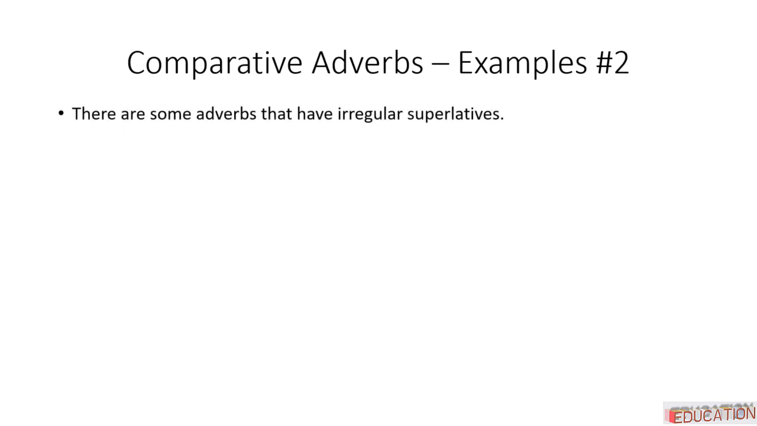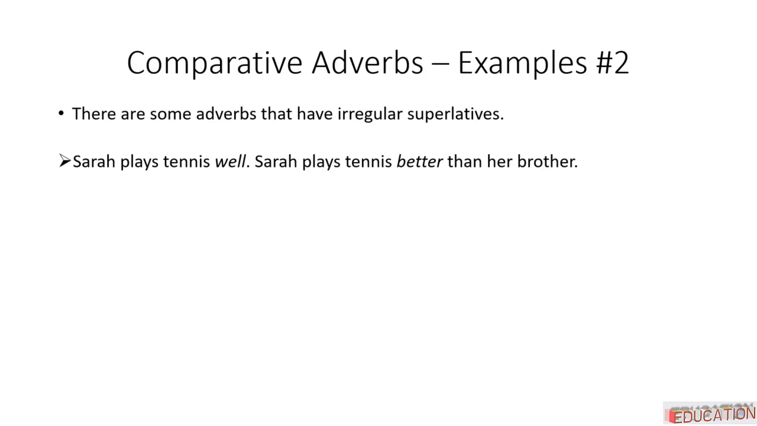And as usual in English, we have some irregularities. So Sarah plays tennis well. Sarah plays tennis better than her brother. So the comparative of well is better. Jim scored badly on the test. Jim did worse than Paul. So badly as an adverb is worse as a comparative adverb.